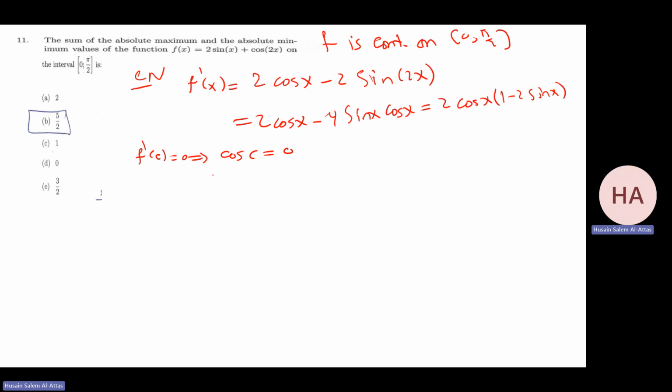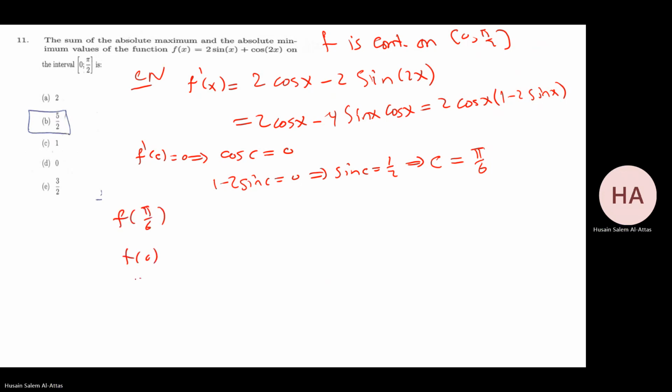And then I have 1 minus 2 sine c equals 0. So sine c equals half. That implies c. This is first and second, so I need only the first. That is pi over 6. Okay. So I need to check f at pi over 6, f at 0, f at pi over 2.